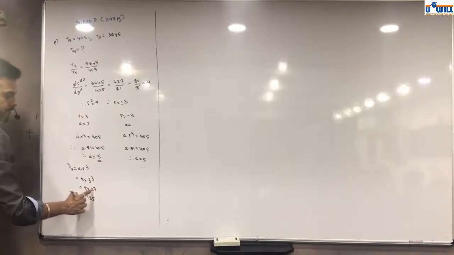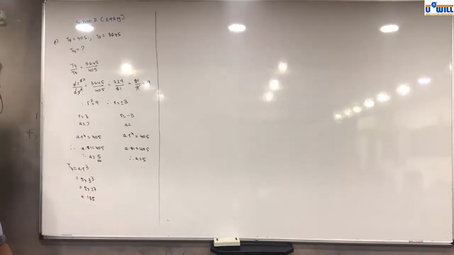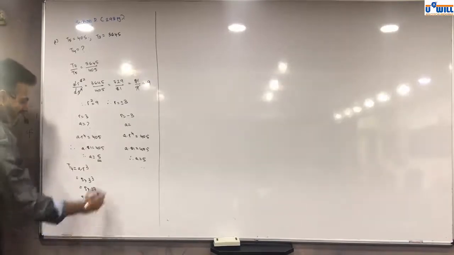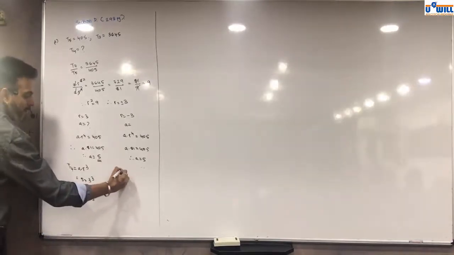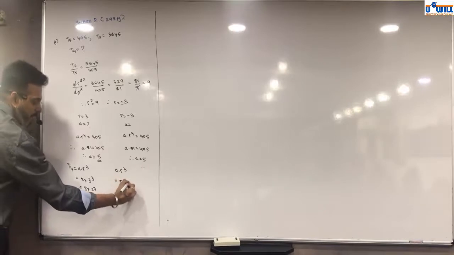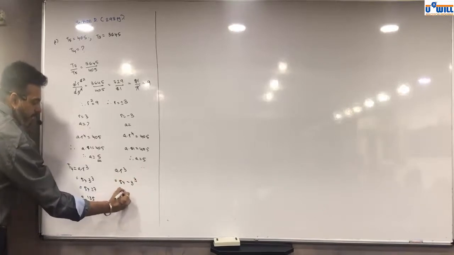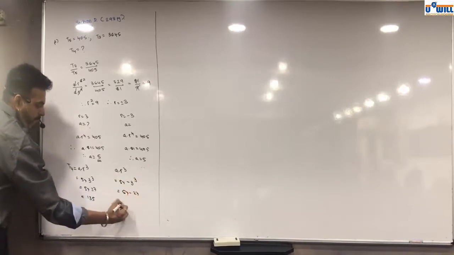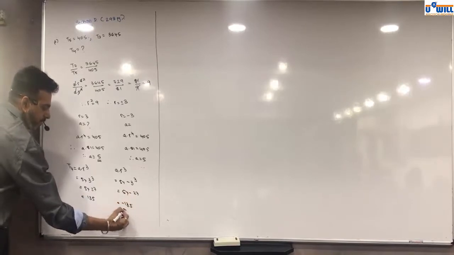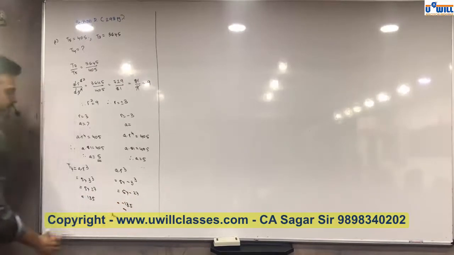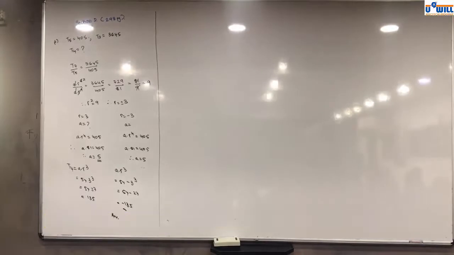Okay, and then over here A into R raised to 3, which is 5 into minus 3 raised to 3, is 5 into minus 27, which is equal to minus 135. Answer: T4 is 135 or minus 135.